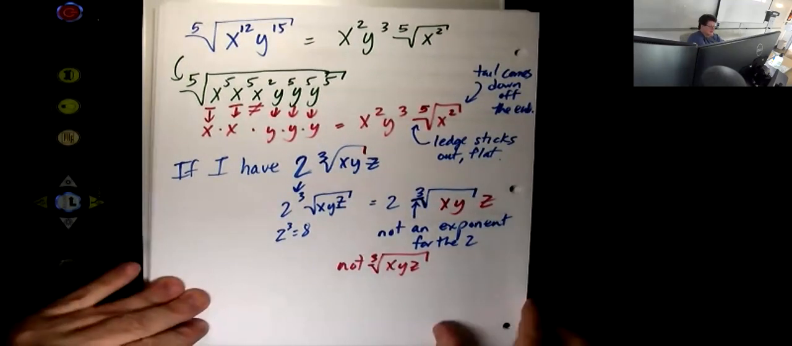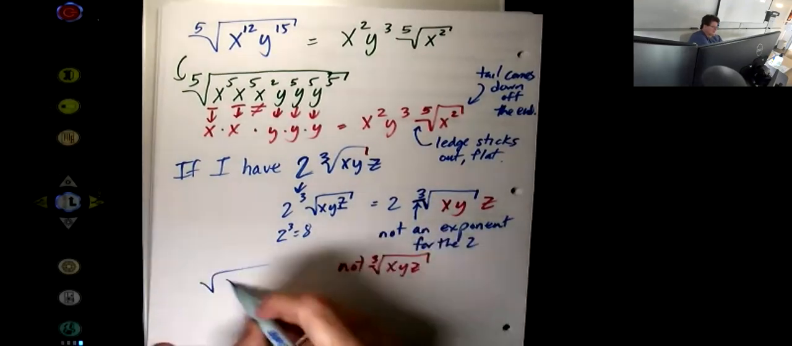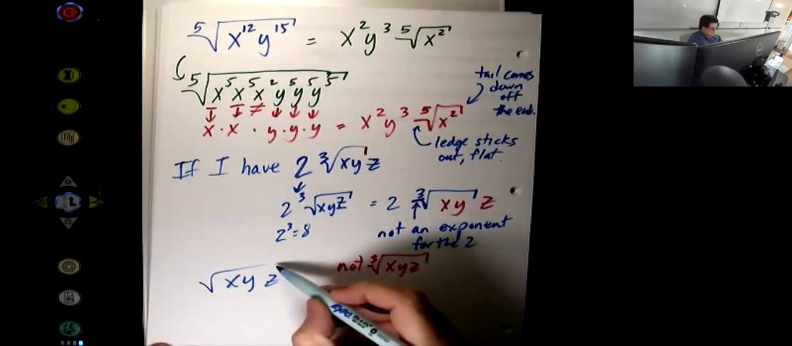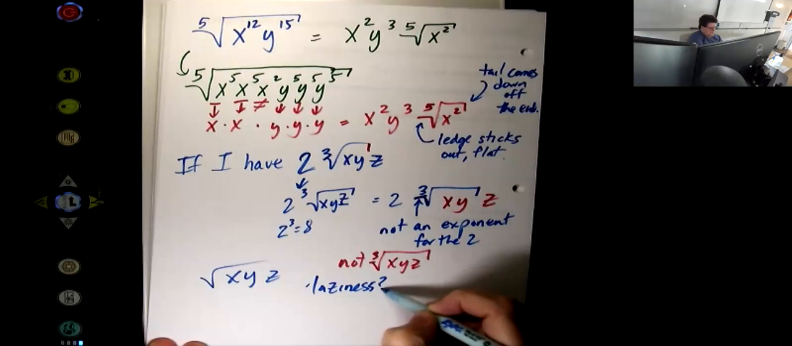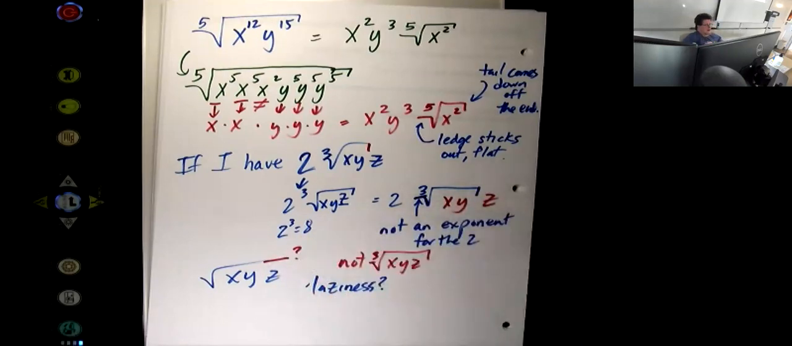And if you just had it where it was like, well, was I lazy? Was it laziness? Should this have come out further? I don't know. But if you drop a tail down at the end of your radical, you always know where it ends.